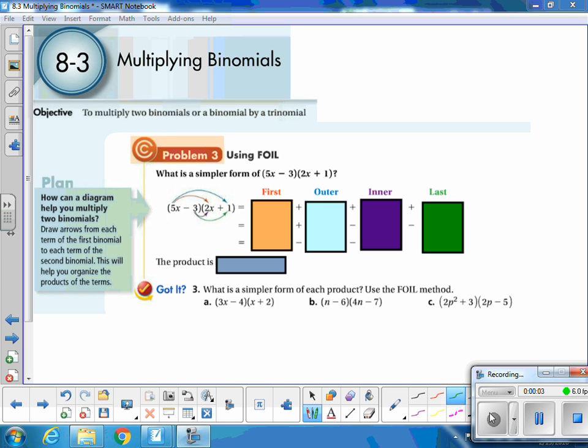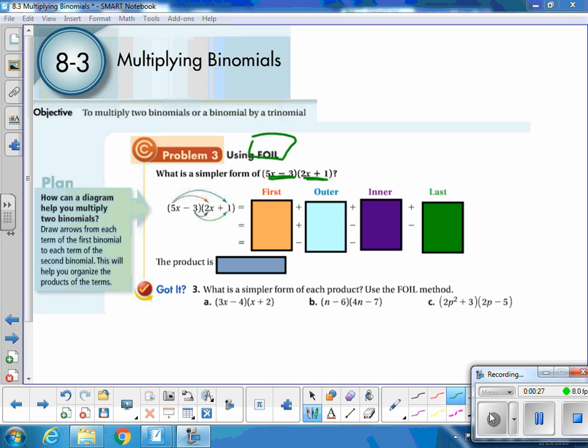Well, hello. We're going to do some multiplying of binomials today. Our main objective is to multiply two binomials or a binomial by a trinomial. There's a couple different ways to do this, but one of the most common ones is using FOIL as a reminder on how to distribute all of those terms to all of these terms. So it is one big multiplication process.